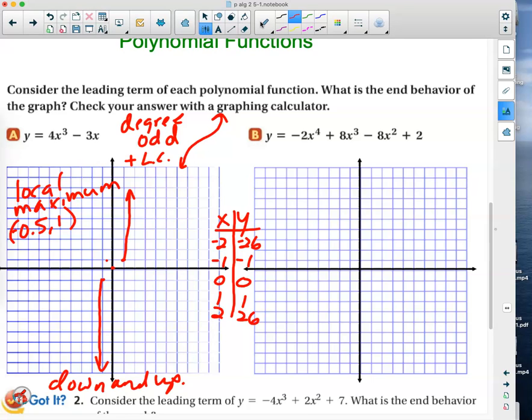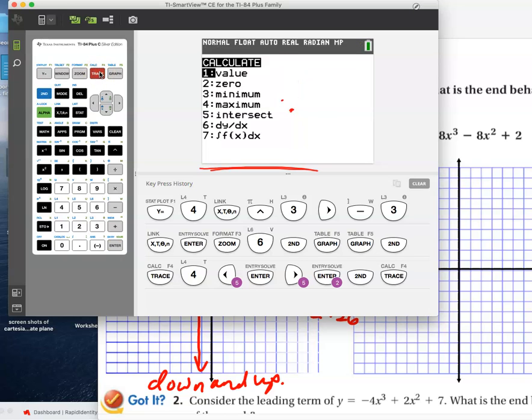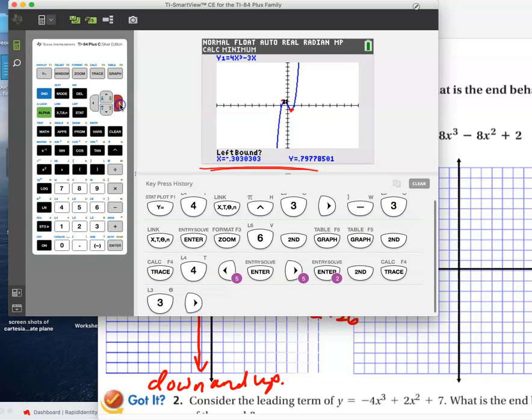Now I know this part of the graph. But there was also a little valley. So I have to figure out, where is this little valley over here? Well, again, that was under minimum. Second trace, number 3. And Blinky's asking me, are you on the left side of the valley?